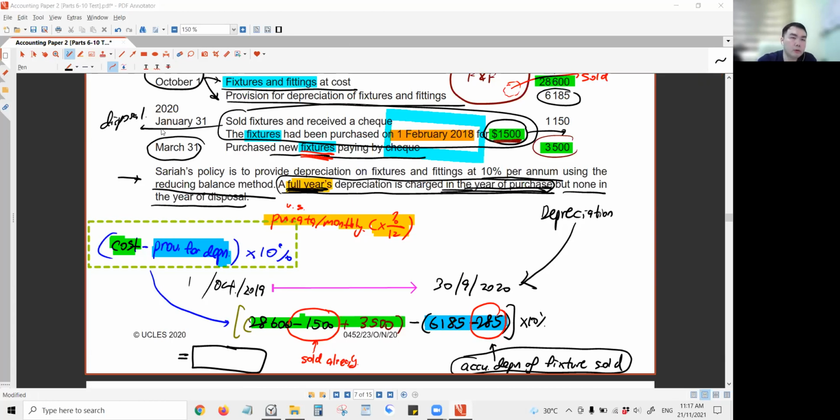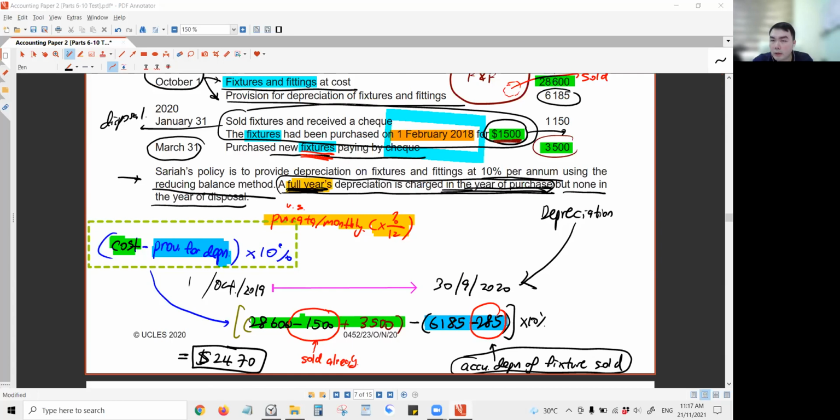Okay, good. Benjamin Wenhui, correct. The figure is correct. Yes, correct. It's 2470. Okay, so 2470 is what? 2470 is the current year's depreciation for the NCA that you still own.